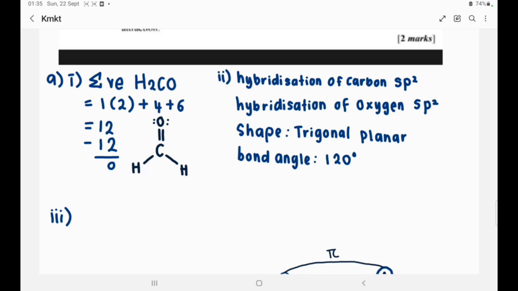Next, the shape and bond angle of the molecular geometry. We go back to the Lewis structure that we drew in (i), and we can see that it has 4 bonding pairs and 2 lone pairs, so the shape is trigonal planar, and the bond angle for trigonal planar is 120 degrees.